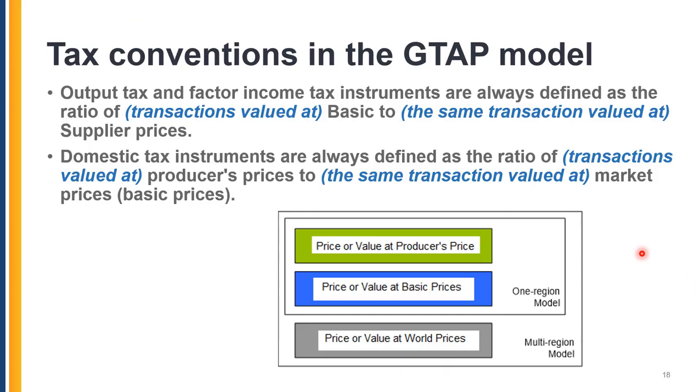Let's remind ourselves of the tax conventions. When we're talking about output tax and factor income tax instruments, we're seller focused, and so we're taking the ratio of transactions valued at the basic value or basic price to the supplier price, the seller price. And for the other domestic tax instruments, we're always going to define those with the payer's price. It says producer here because that's the convention and that's what's in the graphic, but it's really the buyer focused version of a tax.